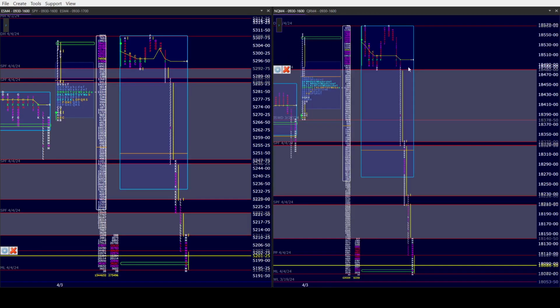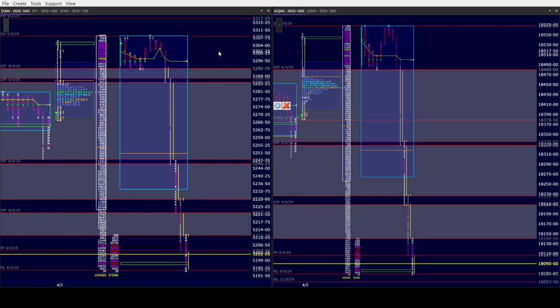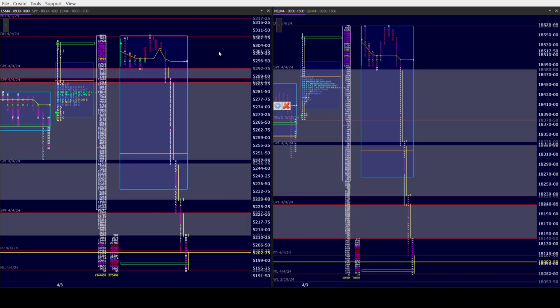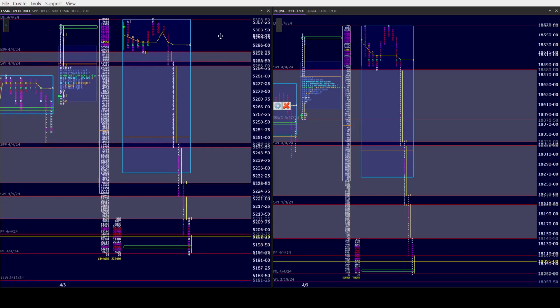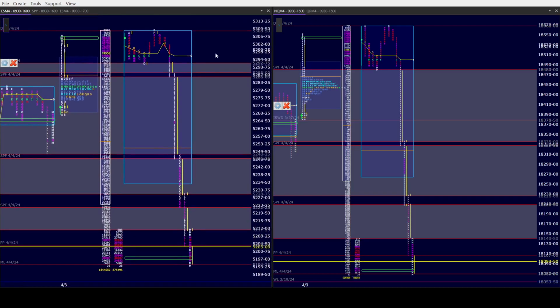NQ goes out with a double distribution day, 3 sets of single prints, a price probe, an outside day down, and they're down on the daily. ES goes out with 4 sets of single prints, a price probe, and an outside day down. They're also down on the daily. So the weeklies are still balanced for ES and NQ, but the dailies are now down and an outside day down.